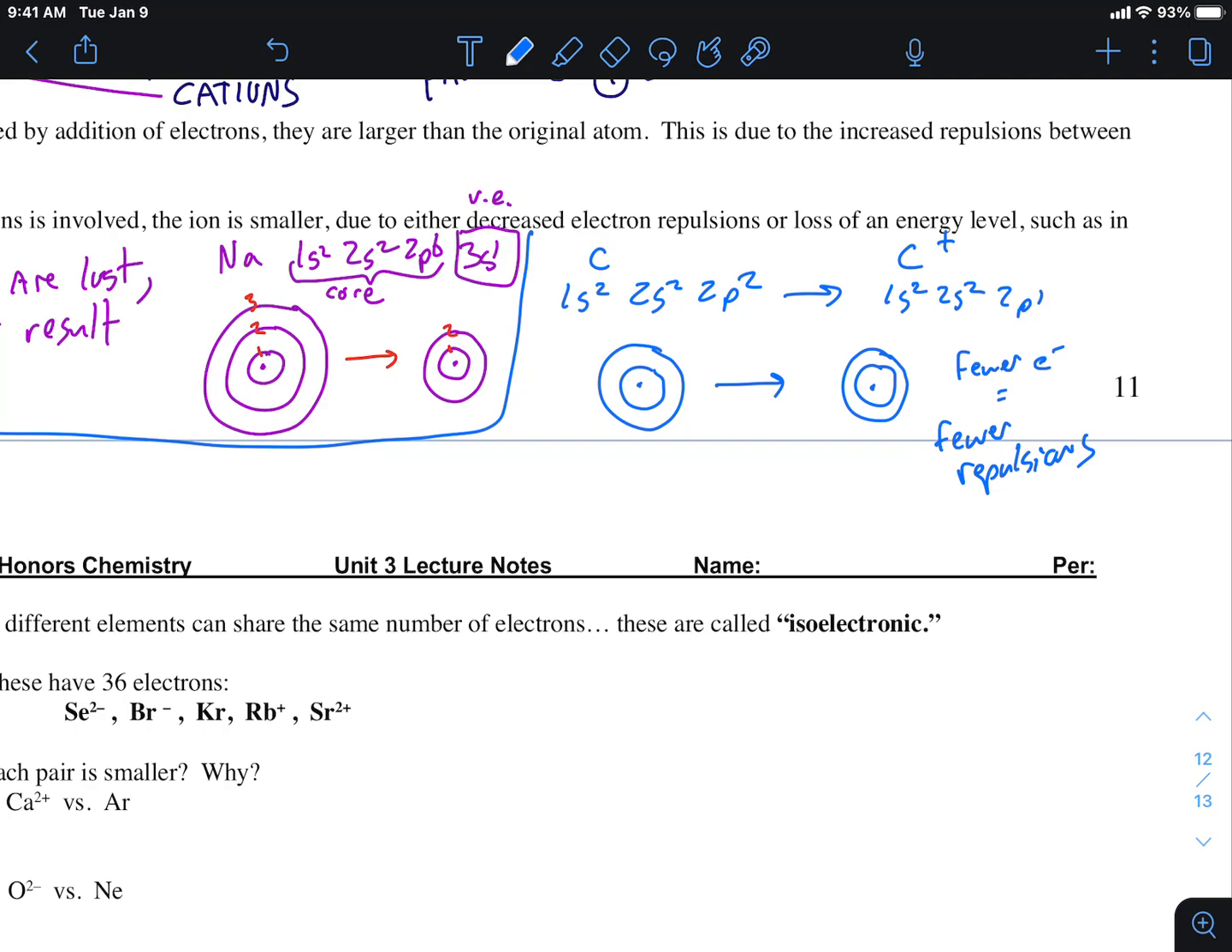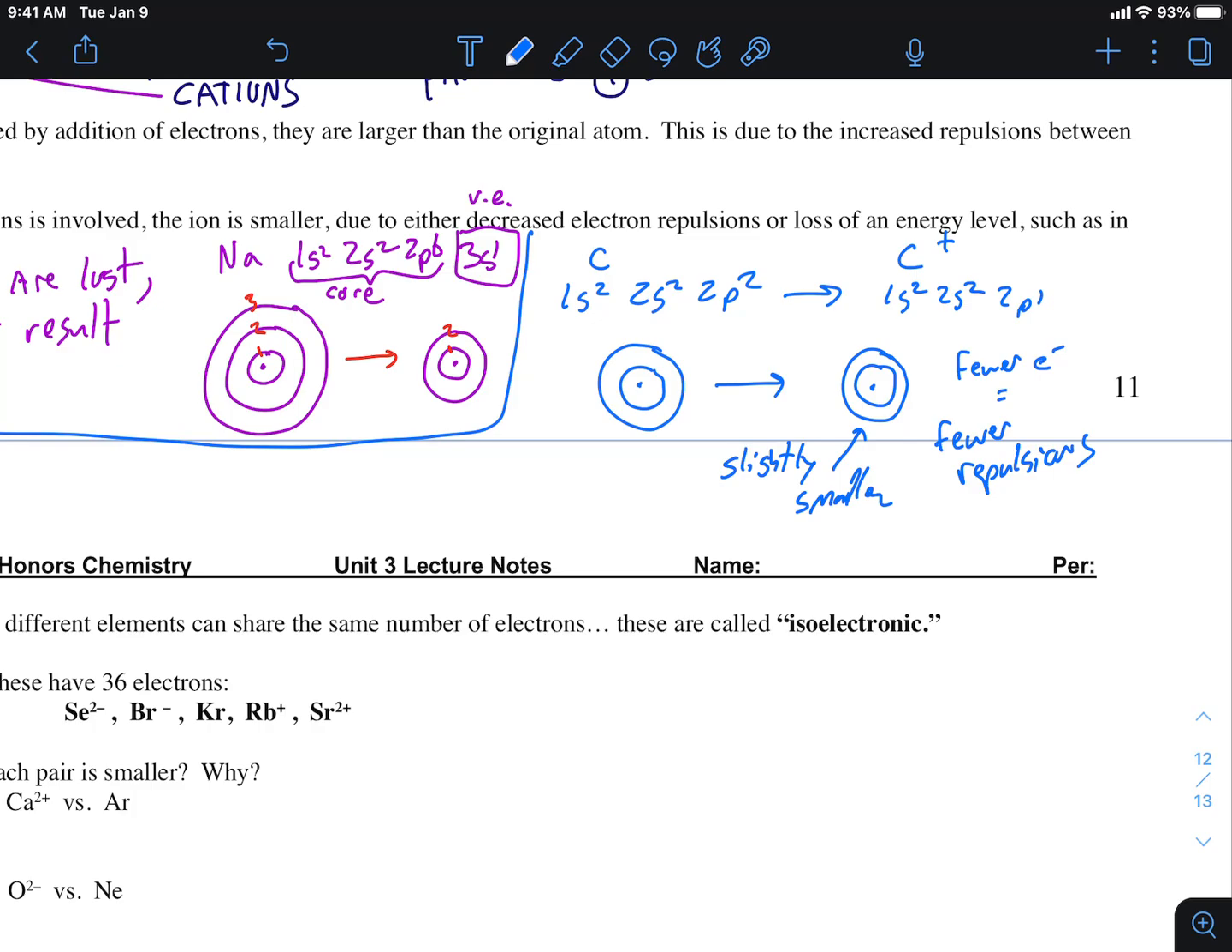Your parents don't need as big of a house if there's fewer kids living at home, right? So it downsizes a little bit. So the result is a slightly smaller atom. It's a kind of a subtle change, but do you guys see that that is smaller?